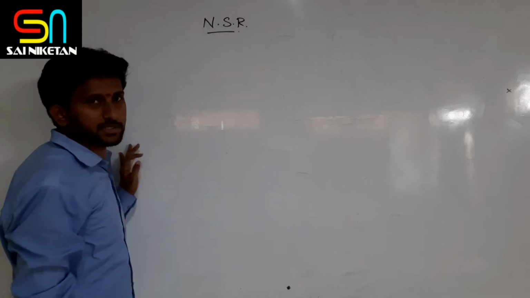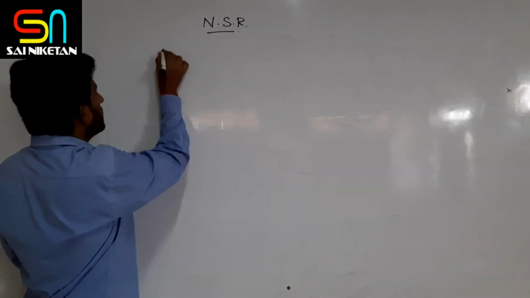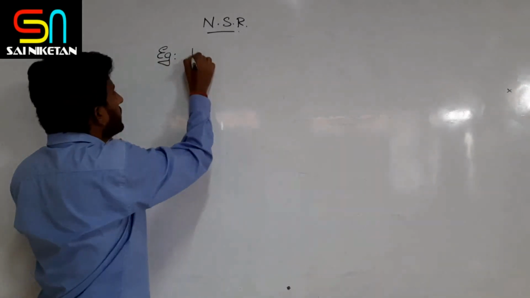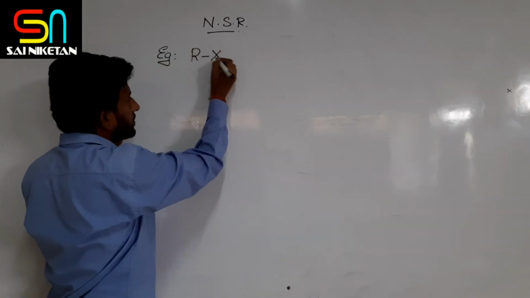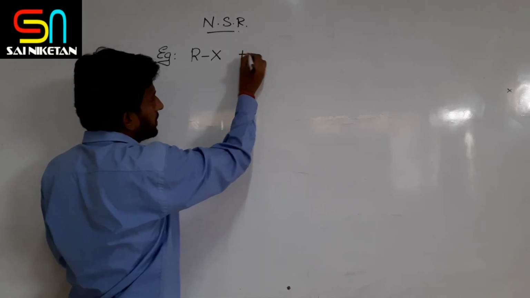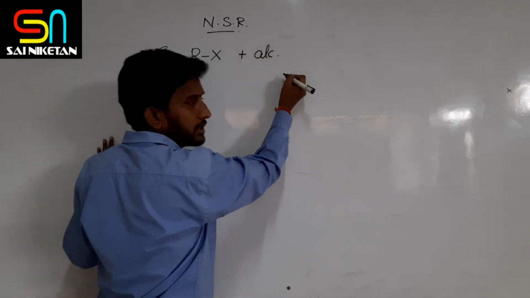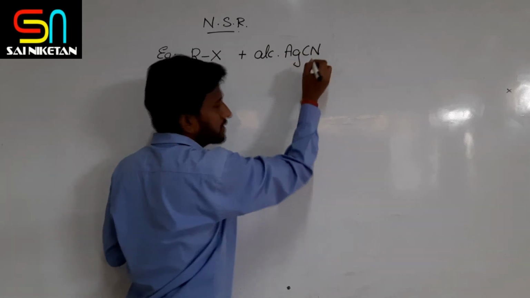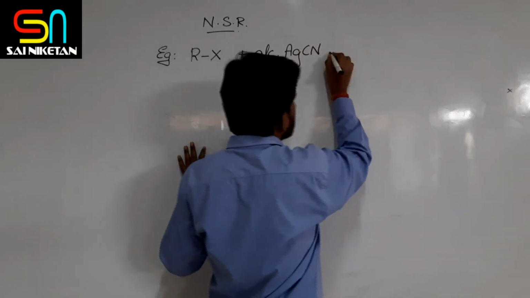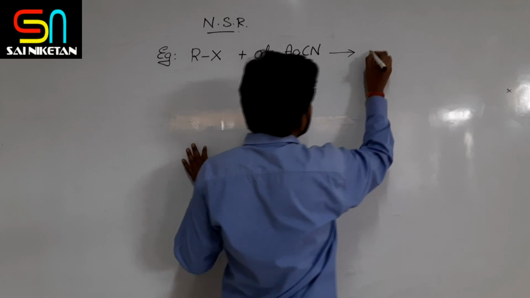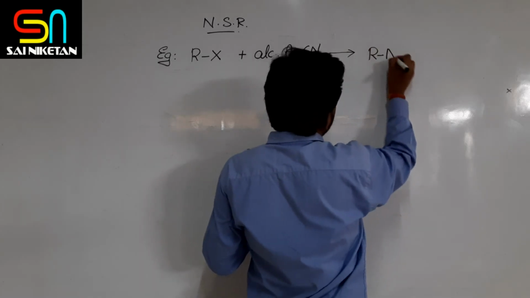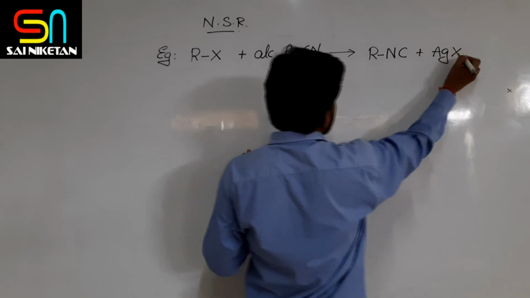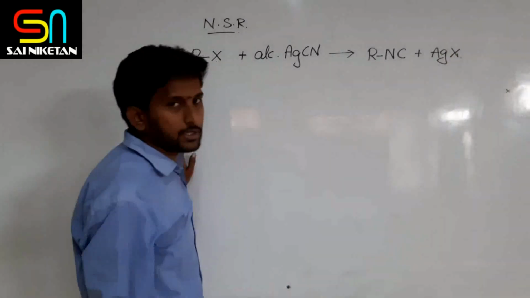A few more examples. Next example I am taking here. If any alkyl halide RX plus alcoholic AgCN, silver cyanide, if you take, then the products will be isocyanides. The products obtained will be isocyanides.